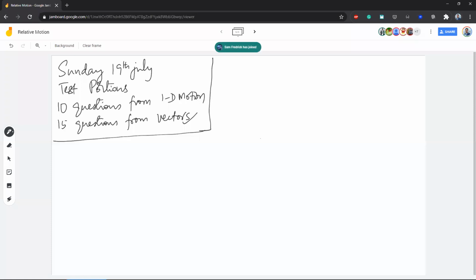You have to ask the office only for such details. Vectors means A bar, B bar, all those things. So we will start this. Relative motion.